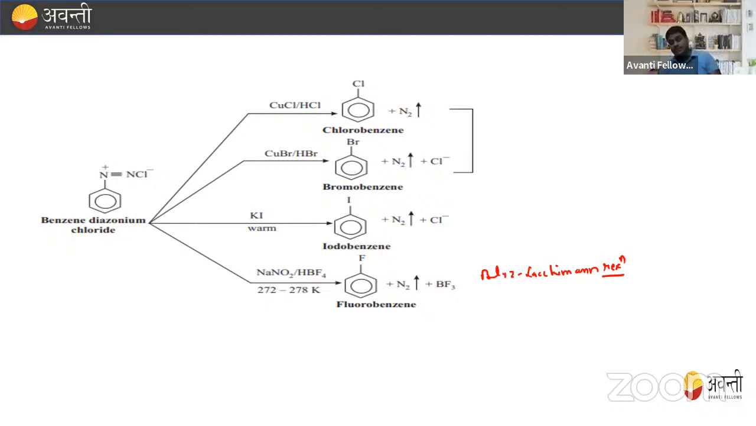So this is how we can prepare fluorobenzene. So always remember this flow chart. When the BDC is treated with copper chloride and HCl, we'll get chlorobenzene. And similarly, when treated with copper bromide and HBr, we'll get bromobenzene. This reaction is known as the Sandmeyer reaction. I hope this is clear to you.